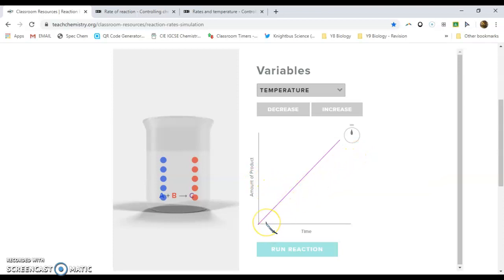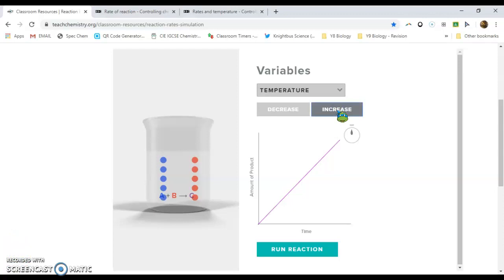What's going to happen to this purple line? Is it going to show just the same as what we had before? Is it going to show a gentle slope, showing a decrease in reaction rate? Is the reaction rate going to be lower? Or is the reaction rate going to be higher? Are we going to have a steeper line now compared to this room temperature reaction? Let's think about it. Pause the video and play when you're ready.